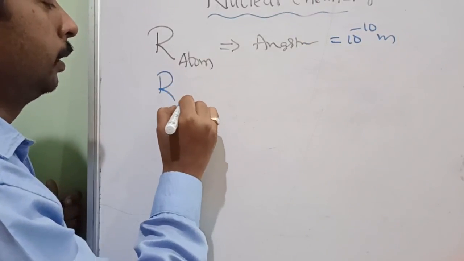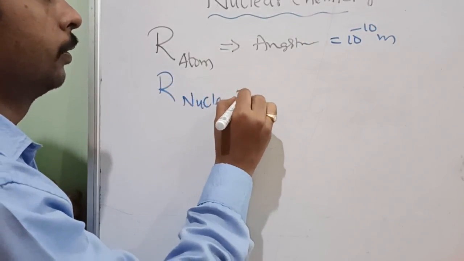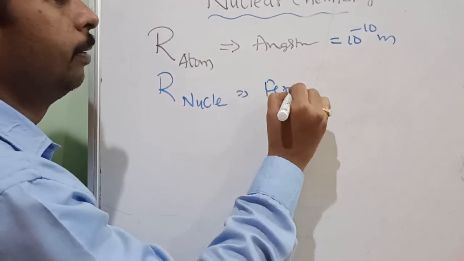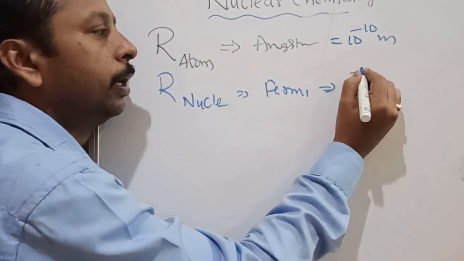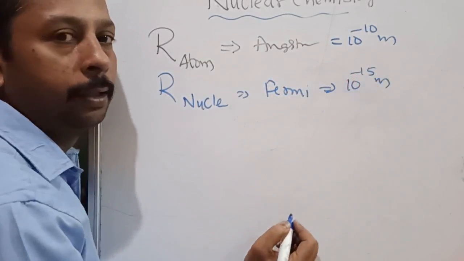Now let us take the radius of the nucleus. Okay? So here we use the Fermi. For the radius of the nucleus, what will we use? Fermi. So 10 to the power of minus 15 meter.